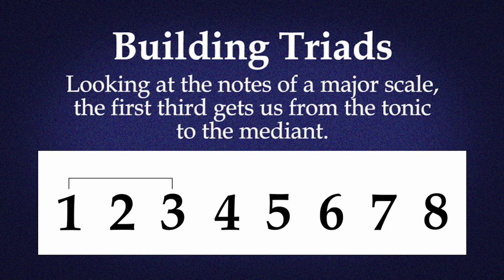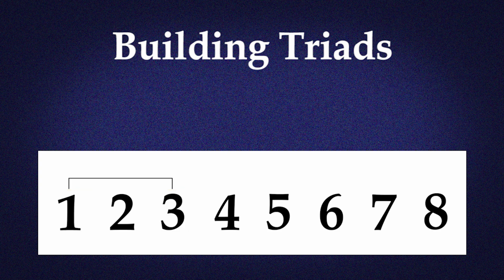Looking at the notes of a major scale, we can see that the first third gets us from the tonic to the mediant. The second third will begin where the first third ended, at the mediant. So the second third will get us from the mediant to the dominant. So each of these triads will be made up of the tonic, the mediant, and the dominant, or the first, the third, and the fifth of a major scale.